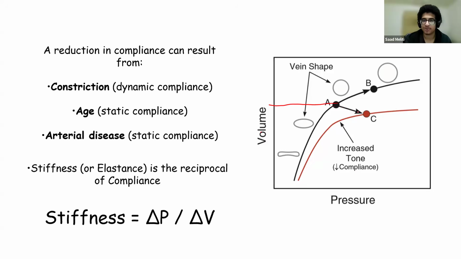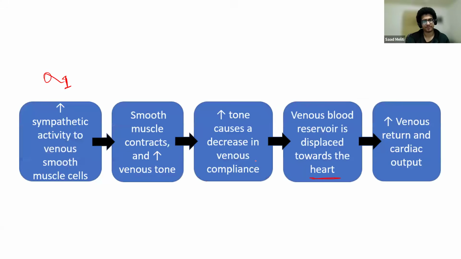Now, the thing is, when we increase the tone, the pressure also increases. It's not going to go down like this. It's going to go like this. The pressure increases, so it's going to go from point A to point C. Now, either way, at point C, look at the volume. The volume has decreased, went down from here to here. Not only that, the pressure also increased because of the venous tone. So as a result, this volume that we just lost is going to get displaced back to the heart, because we increased the venous tone. Okay, does that make sense?